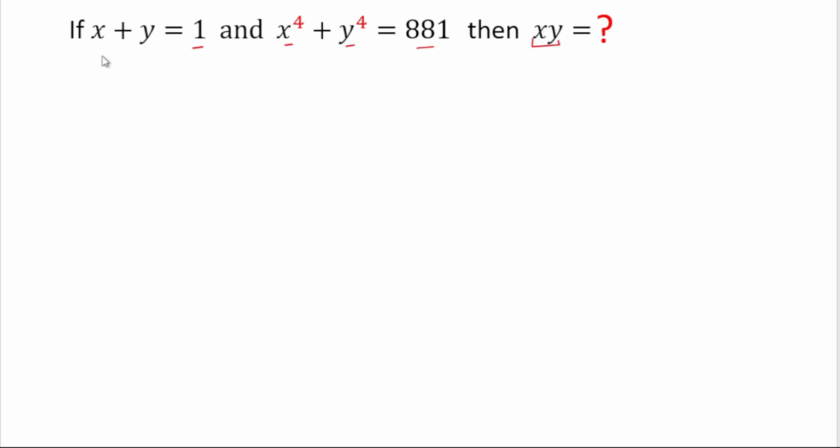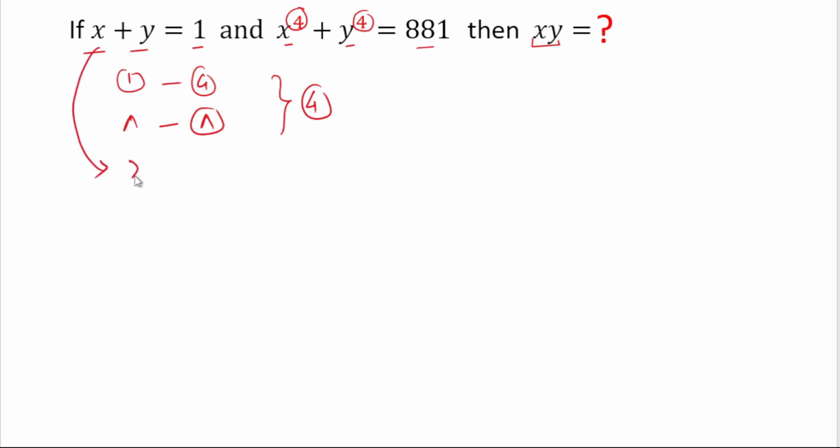So here in the question they have given the x plus y value. For x power 4 and y power 4, we'll have to raise the power 1 to 4. For that we'll square first, and again square the squared value, then we'll get the power up to 4. So friends, for this we'll first write this equation here: x plus y is equal to 1.